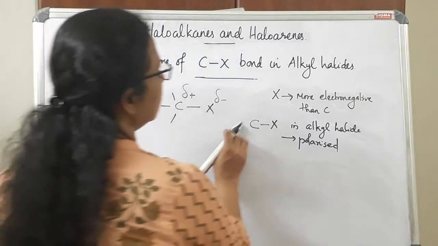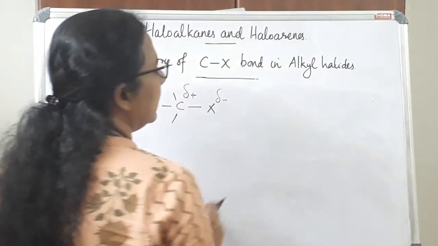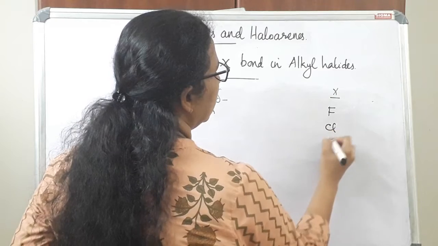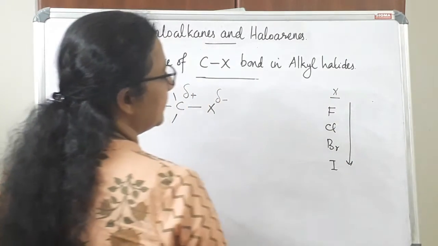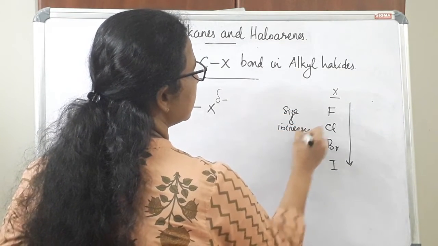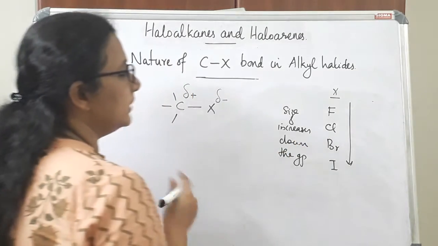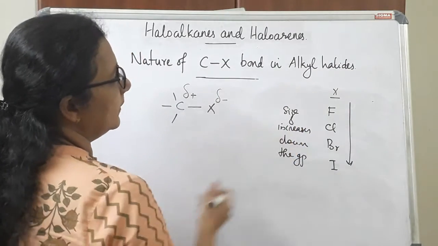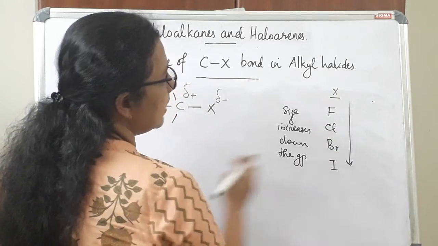Now let us compare the size of halogen atoms. We know that in the halogen family, fluorine comes first: fluorine, chlorine, bromine and iodine. In a group in the periodic table, the size increases down the group. That is a trend in the periodic table. When we move from top to bottom in a group, the size of the atom increases.